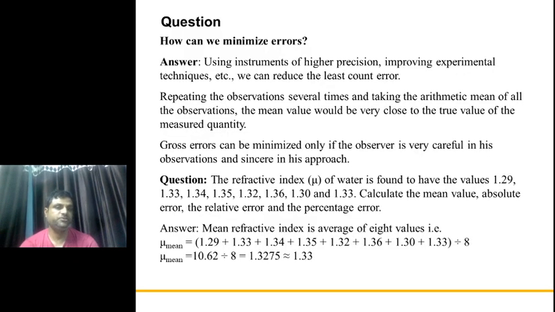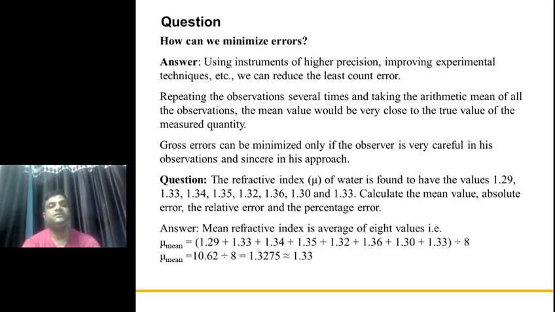That's another question. Then, how can we minimize errors? By using instruments of higher precision. Simple: precision and accuracy. If you are careful about the precision and accuracy, any error introduced in a measurement is minimized. So by improving experimental technique, we can reduce least count error.